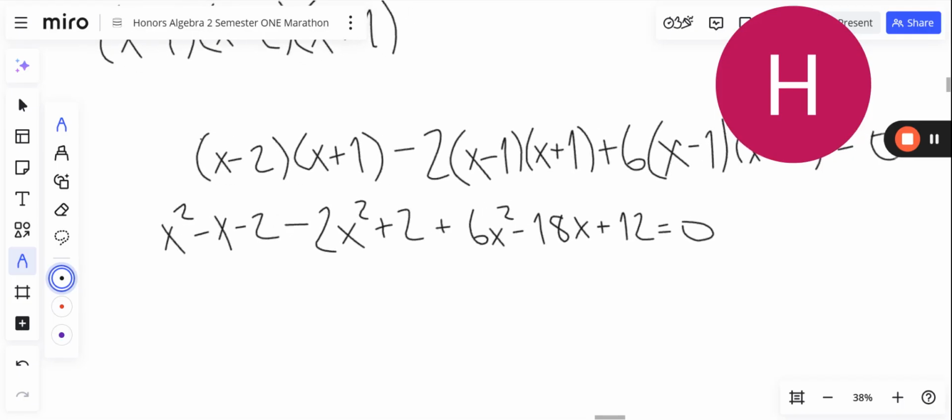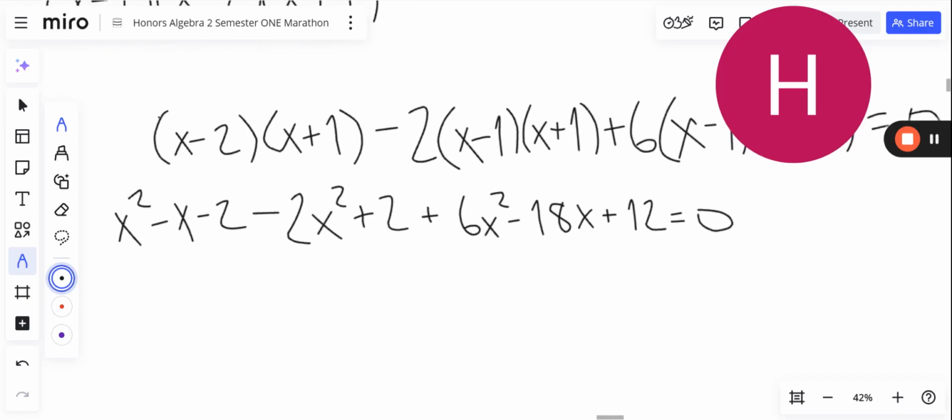And gather everyone together. Gather all the x squareds together. That's going to give us 5x squared. Gather all the x terms together. That's going to give us negative 19x. And then gather all the constant terms together. Minus 2 plus 2 cancel. This is going to leave us plus 12 equals 0.